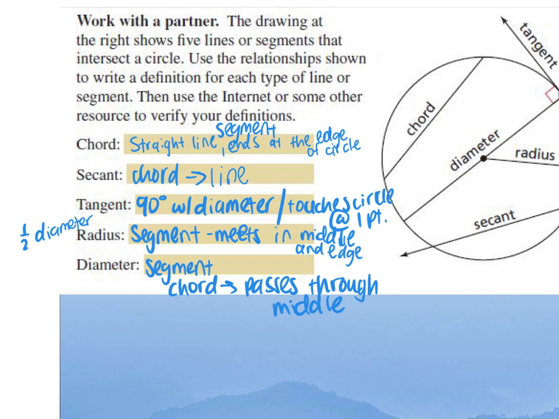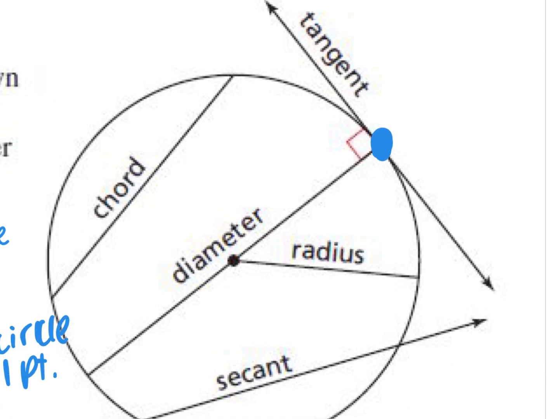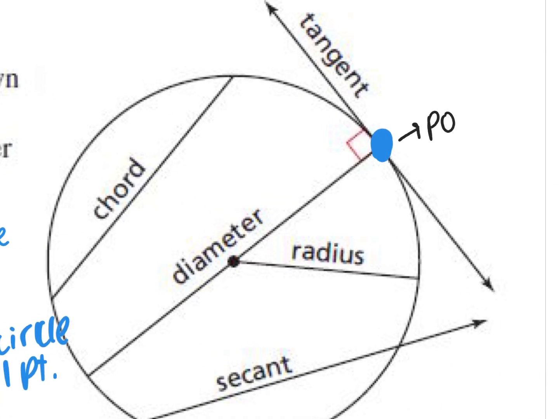Okay, so the reason I do this is because I like you guys to think about these definitions before we talk about them formally. Now, the rest of the slides is just taking all this information and putting it into a concise definition. So, that I put on my figure, this point is our point of tangency. I'm going to put POT, okay? It's wherever your tangent touches the circle, okay? Just so you guys have a visual of it.